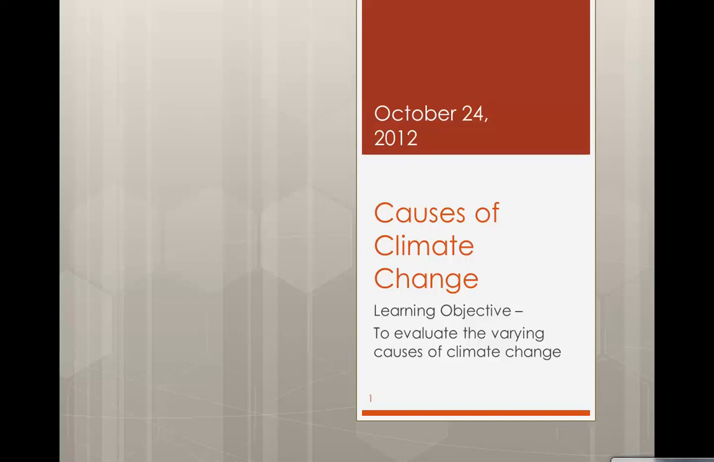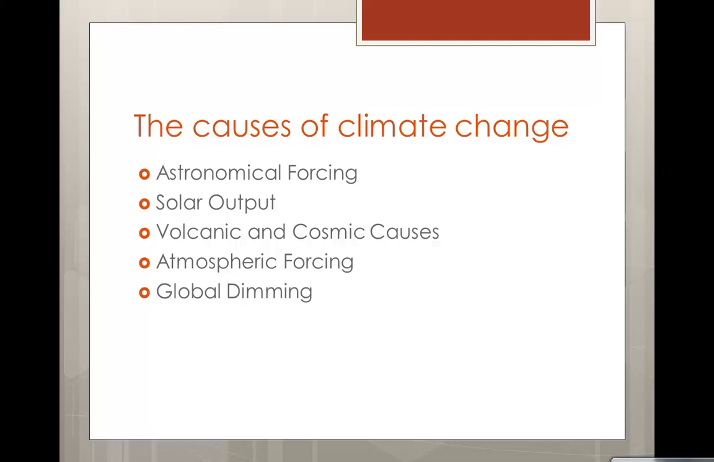There are a number of exam-style questions which go with this, and it's basically testing your ability to recall the knowledge in relation. So, there are 5 key causes or drivers of climate change. Some of them will cause temperatures to go up, some of them will cause temperatures to go down, and some of them vary. The 5 are astronomical forcing, solar output, volcanic and cosmic causes, atmospheric forcing, and global dimming. They vary in their impacts which they have, but they all have significance at various different points in time.